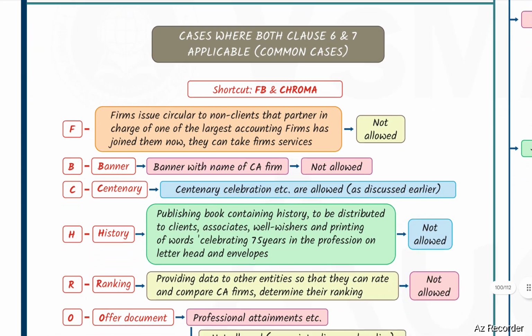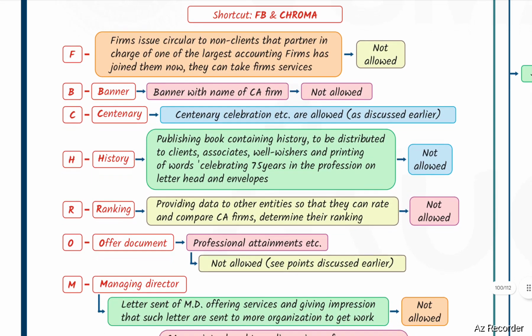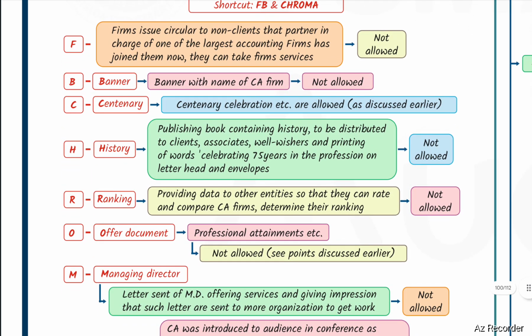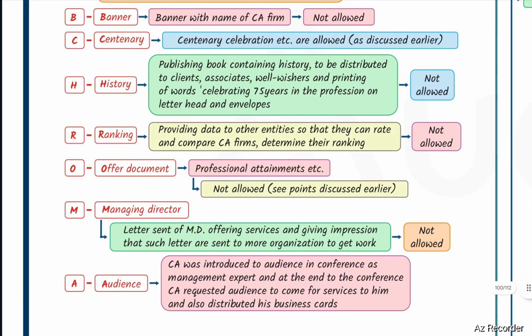Next, cases where both clause 6 and clause 7 are applicable. Common cases, hint is FB chroma. If firms issue circular to non-clients that partner in charge of one of the largest accounting firms has joined them now, they can take firm's services: not allowed. Banner with name of CA firm not allowed.